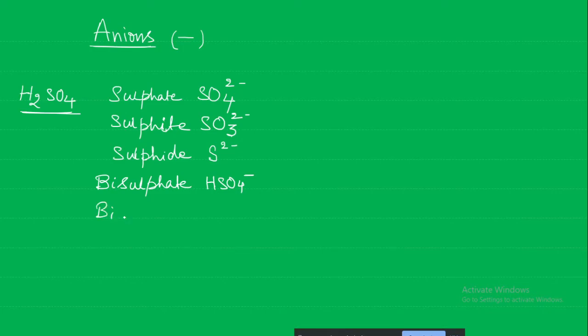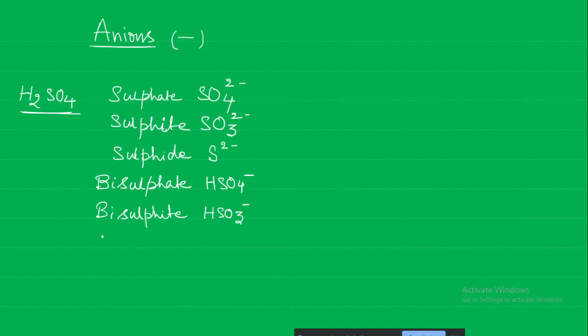Now you tell me bisulfite. This is sulfite. Bisulfite will become HSO3, whether it will be 2 minus or single minus? Single minus. Okay, because the hydrogen will substitute this. It will come as H plus proton. Positive charge is coming inside. So one negative will neutralize.